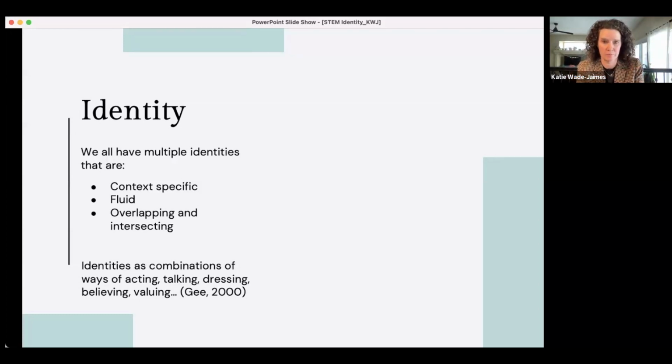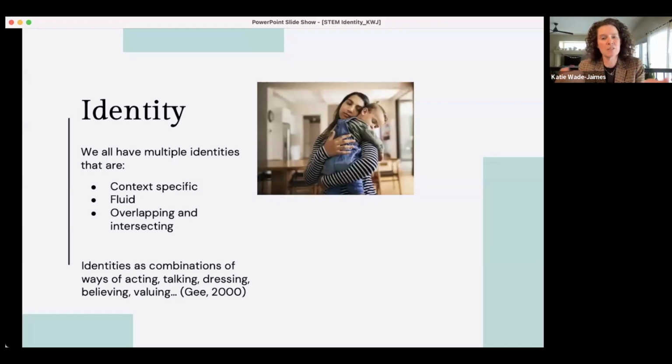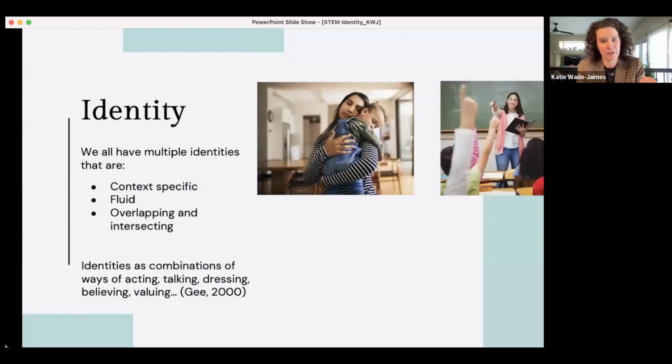So for instance, one identity that is very dear to me is that of a mother. So I have a daughter, and I have an identity of a mother when I'm with her. And so that identity might look like being very caring, giving her hugs, the way I talk to her in a very specific way, the way I support her, things like that.